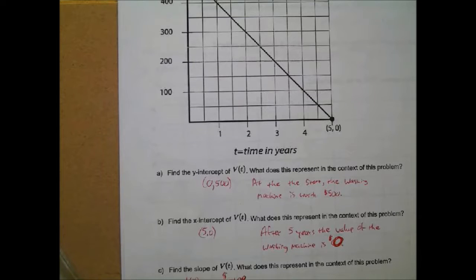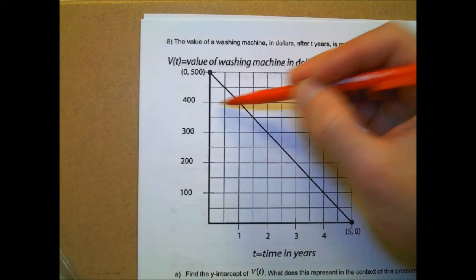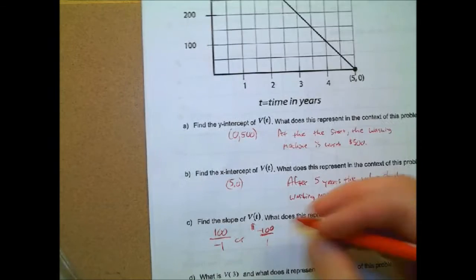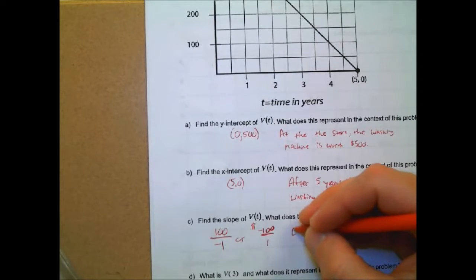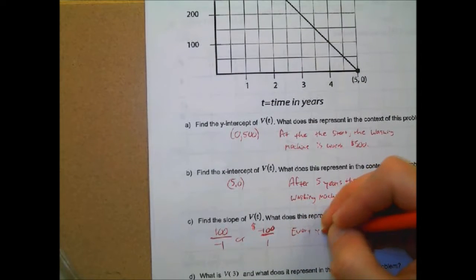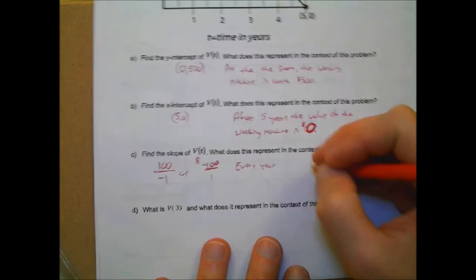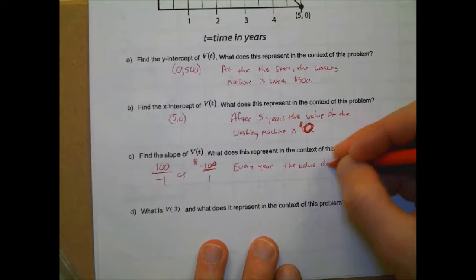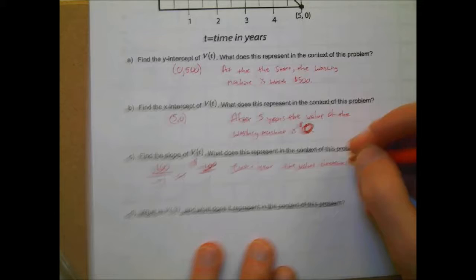Right, but every other block is 1 year. So every 2 blocks is 1 year though. Right? Yep. So you see that? Yeah, so every year the value decreases by $100.